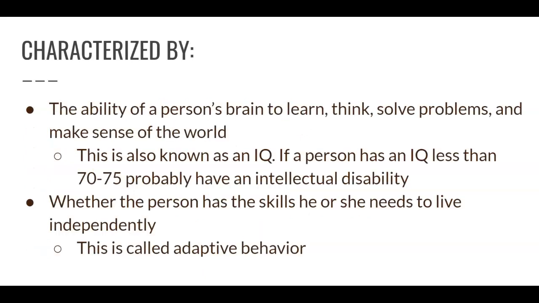Going along with that, a person who has an intellectual disability is characterized by the ability of that person's brain to learn, think, solve problems, and make sense of the world. And this is known as an IQ. Studies have found that most or average people have an IQ of about 100. And if a person has an IQ less than 70 to 75, they're identified and probably have an intellectual disability.